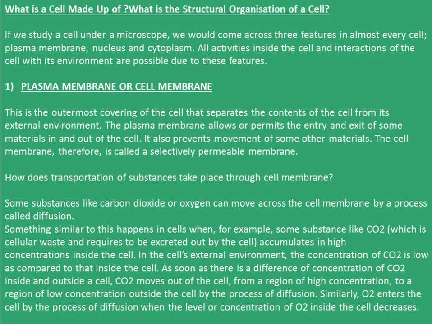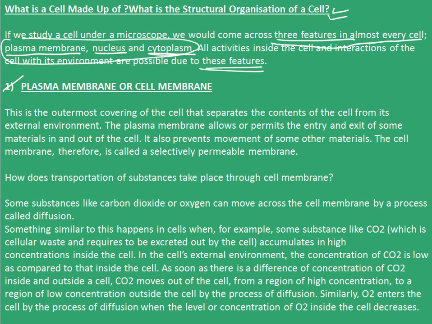Moving forward, what is a cell made up of? What is the structural organization of a cell? We need to answer this question. Now, if we study a cell under a microscope, we would come across three features in almost every cell. These are the plasma membrane, the nucleus, and the cytoplasm. All activities inside the cell and interactions of the cell with its environment are possible due to these features. Hence, these are very important for the cell to survive.